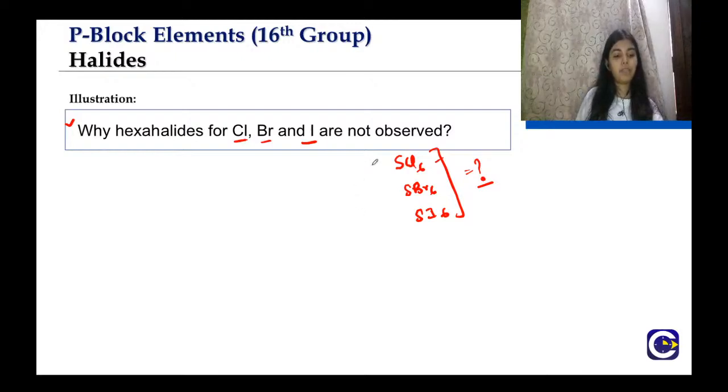Anyone with the answer for this particular question? I have explained this just now only in the previous slide. Okay, but why are only MF6 stable? Why is Cl6 not stable, or Br6, or I6? You are correct that only MF6 are stable, but why are Cl6, Br6 and I6 not stable? Anyone?